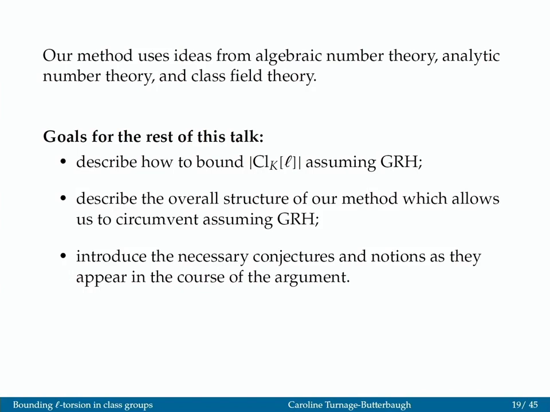And so I would like to give a broad talk so we can see how the pieces fit together. In order to motivate it, first I'll show how you could go about getting an upper bound if you assume GRH. Then I will describe the overall structure of our method, which allows us to circumvent assuming GRH. And along the way, when it's necessary to introduce certain conjectures or new key players into the method, I'll introduce them as they come, instead of giving you a whole bunch of slides before on L-functions and things like that.